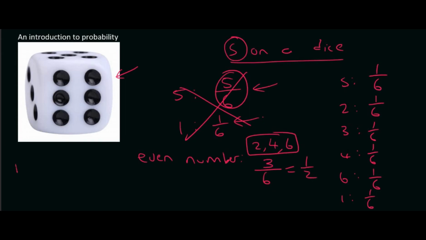What is the chances of rolling a prime number? Now remember, a prime number are numbers such as 2, 3, and 5. The number 1 is not a prime number. So to roll a prime number, there's 3 of them out of a total of 6. So that's 1 out of 2.